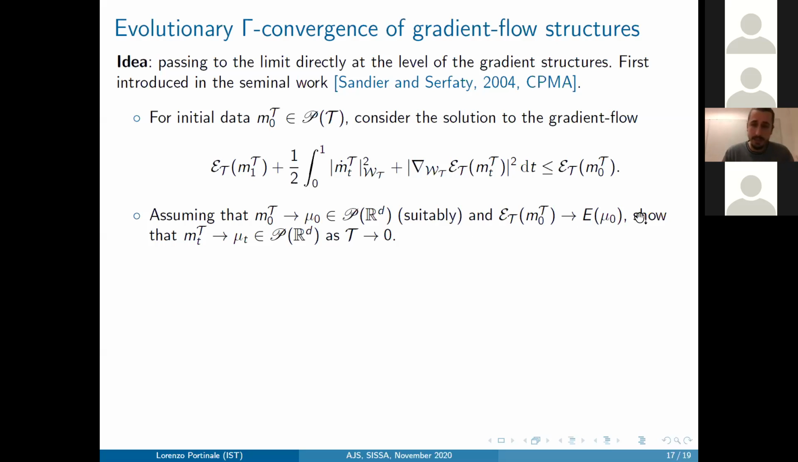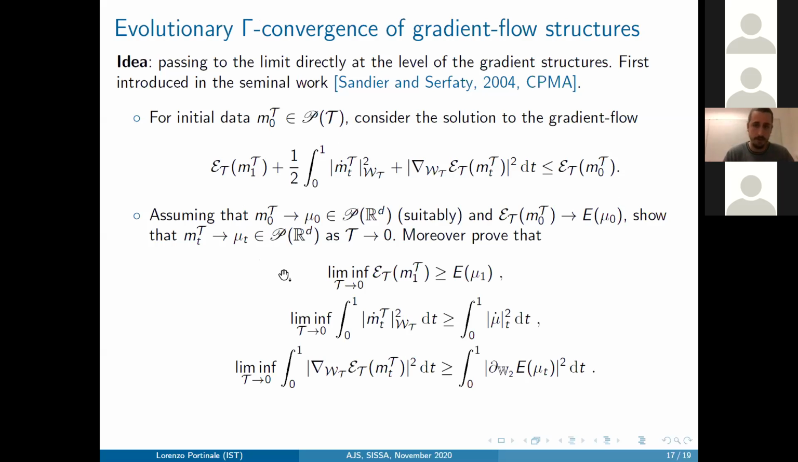So the first step is, assuming this well-preparedness, show that you have a compactness result, so that m_t converges as τ goes to 0 to some curve μ_t in the space of probability measures over the Euclidean space. At this moment, you have no idea what μ_t is. Our goal, of course, is to prove that μ_t is in fact exactly the solution to the continuous gradient flow equation, for example, to the continuous Fokker-Planck equation. And to do so, you can try to pass to the limit directly at the level of this EDI inequality. So if we are able to pass to the limit in each of these terms, then maybe we are able to prove that μ_t satisfies the same energy dissipation inequality but at the continuous level.